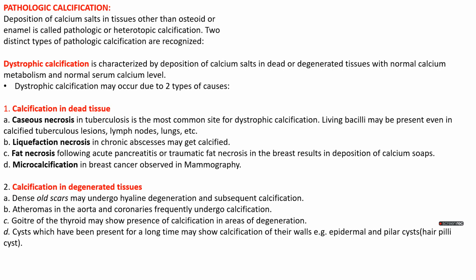And also goiter. Goiter, you know what is this condition? There is an excessive hyperplasia. Hyperplasia means there is an increase in the size of the thyroid gland due to the increase in thyroid cells, or the thyroid follicles. So this leads to goiter, that is the size of the thyroid gland increases. So presence of calcification in the areas of degeneration you can find in case of the thyroid gland, in case of goiter.